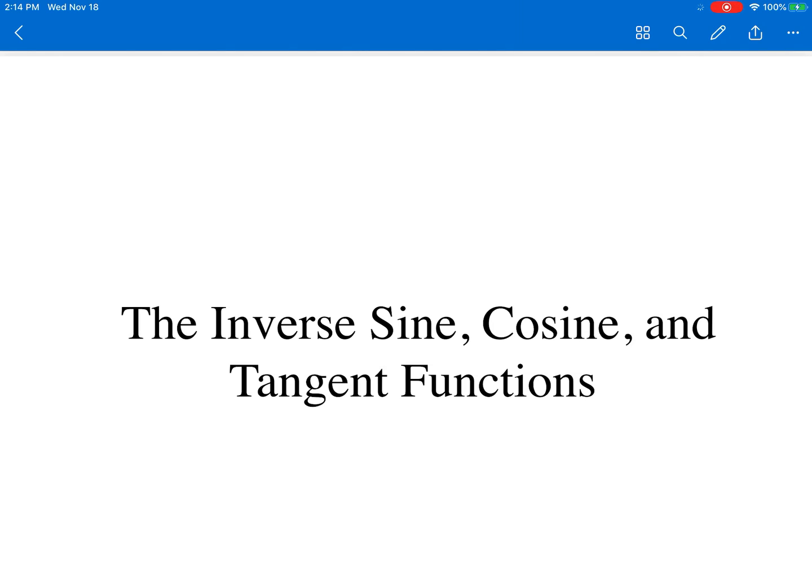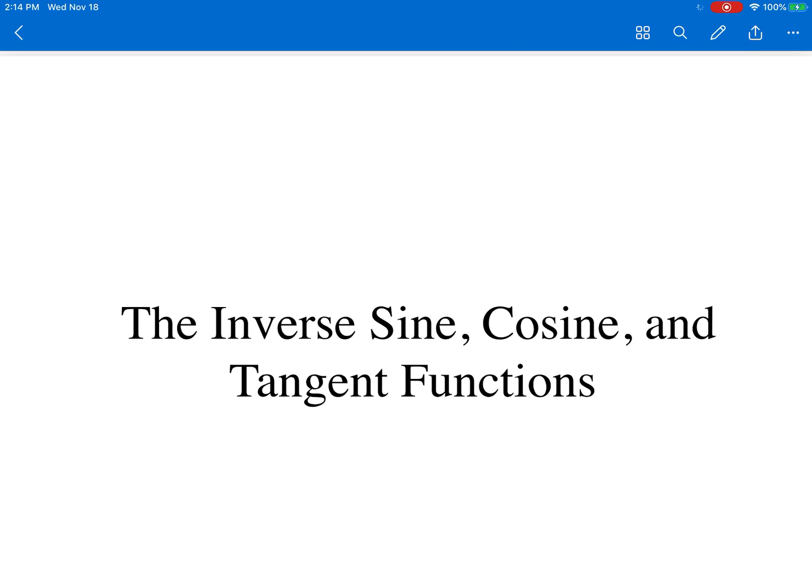Hello again. To continue on with the lesson on phase shift in sinusoidal curve fitting, because of time constraints, we have to continue to move on, and this ties in a lot with what we've been doing anyway. And that is, what about the inverse sine, cosine, and tangent functions?